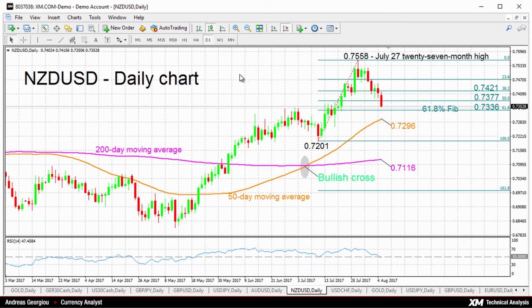In terms of the medium-term picture, the pair is looking positive. The price is currently above both moving averages, while the pair also recorded a bullish cross in early July when the 50-day moving average moved above the 200-day one, though notice that the price is currently close to the current level of the 50-day moving average, and should it cross below, then this would weaken the bullish structure for a more neutral one.